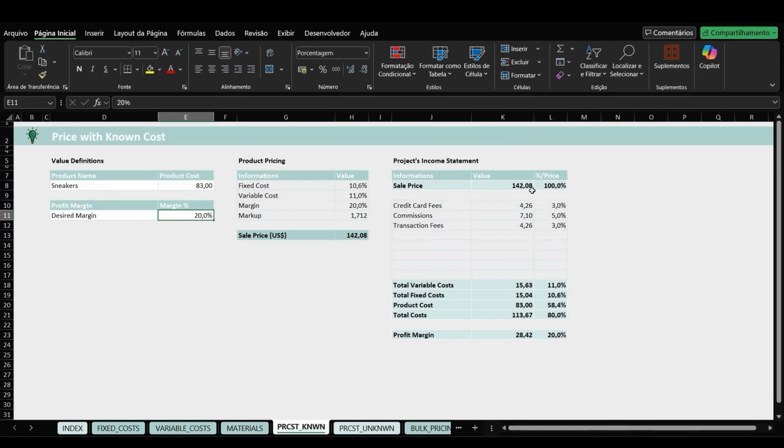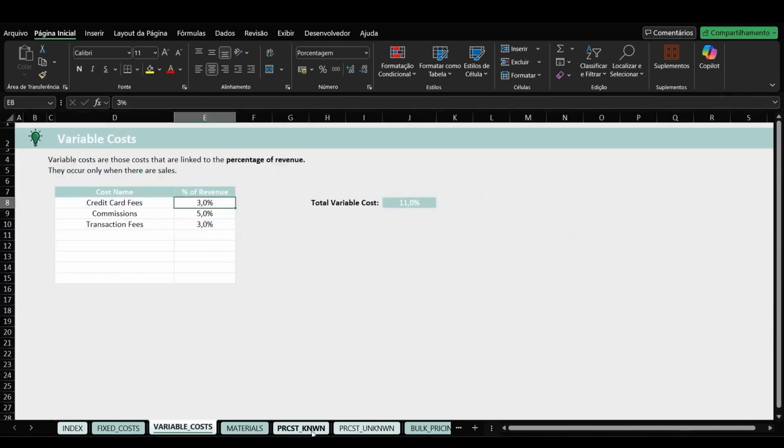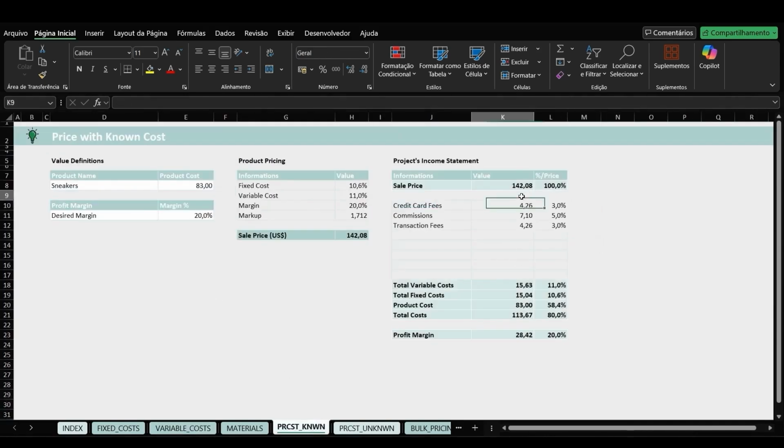We start from the selling price of $142, then the variable cost sales. I did the transaction, I did it by card, commissions. Each of them is going to take a little bit of that amount, just a little bit, you know? According to the percentage you registered, that percentage for each of the fees will show up here, and before that, the amount it represents in dollars will be displayed.